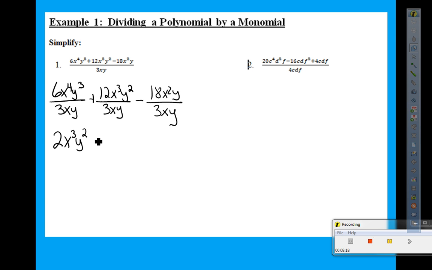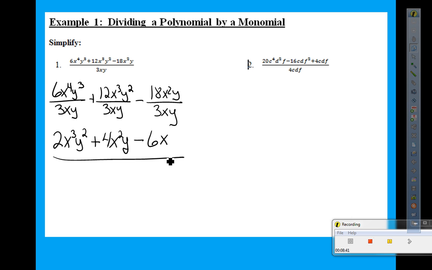Now I'm going to move to my next term. Plus 12 divided by 3 is 4. X cubed over x, subtract your exponents and get x squared. Y squared over y is y. 2 minus 1 is 1. Minus 18 divided by 3 is 6. X. The y's cancel out, so right there's my answer.